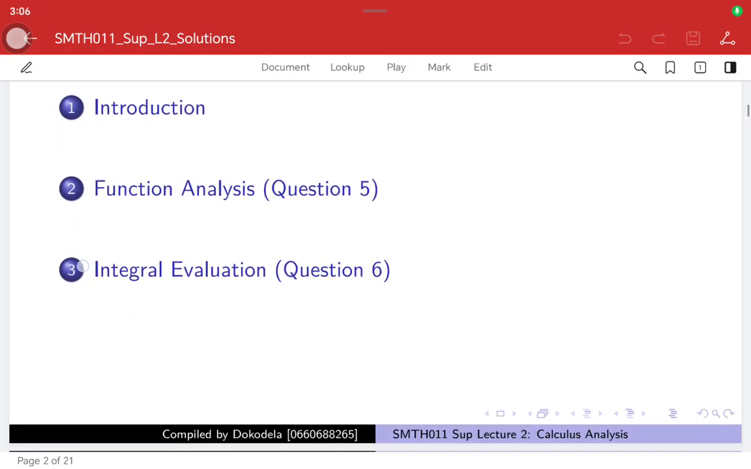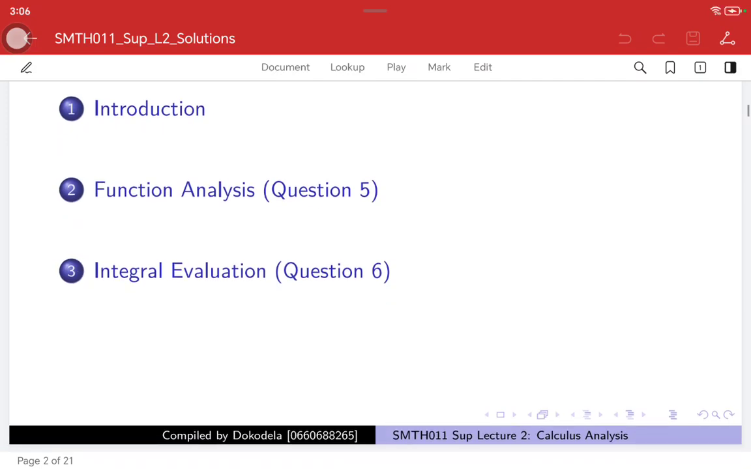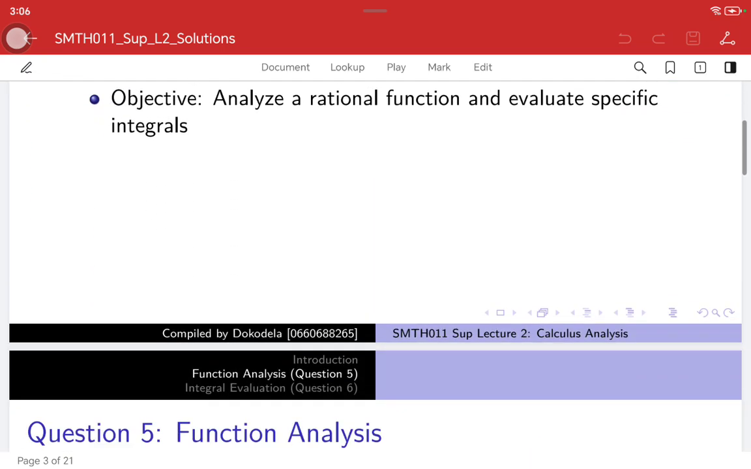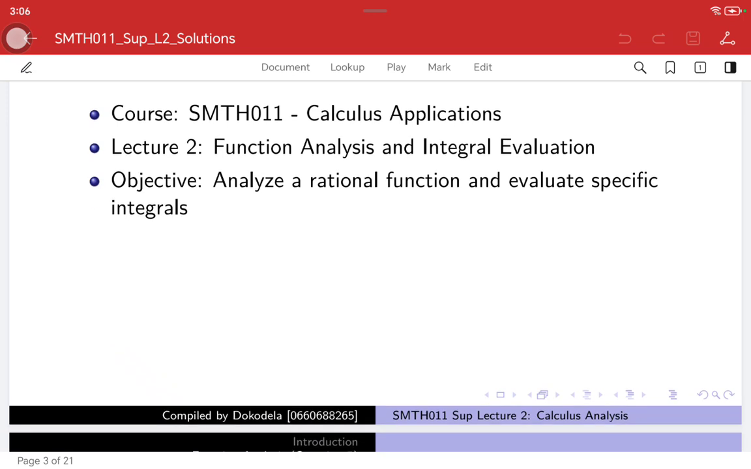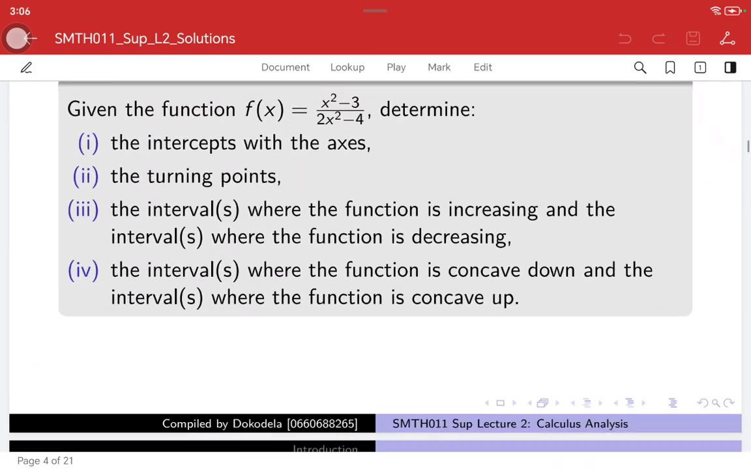Looking at question 5 and also question 6, for question 5 we know these are functions. We've learned this in high school. Also, we learned about them here, right? And then what we should be able to do in this case is analyze rational functions or any kind of function that we're given, and also be able to evaluate specific integrals, right?